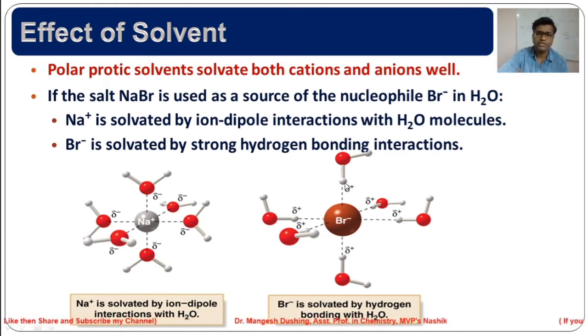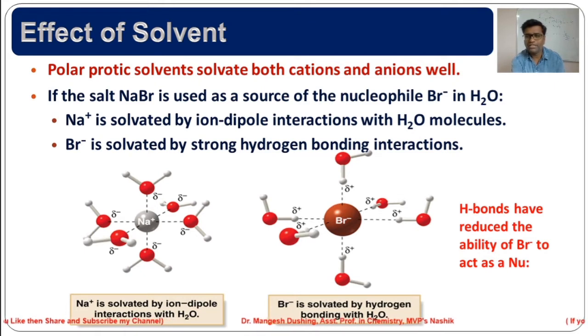This is the H2O molecule, this is hydrogen. Hydrogen has a partial positive charge, Br has a negative charge, so there will be an electrostatic bond. That electrostatic bond is called a hydrogen bond. Because of this hydrogen bonding, Br minus becomes stable. But because of this solvation, the nucleophilicity of Br minus will decrease. That's why the SN2 reaction rate will be less. The hydrogen bond reduces the ability of Br minus to act as a nucleophile, because it is very well stabilized by the solvation of the polar protic solvent.